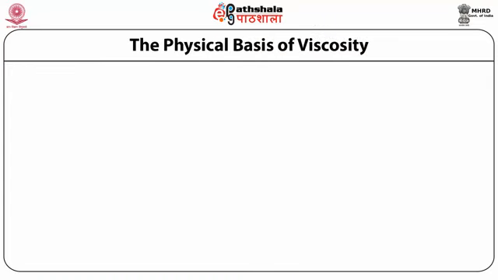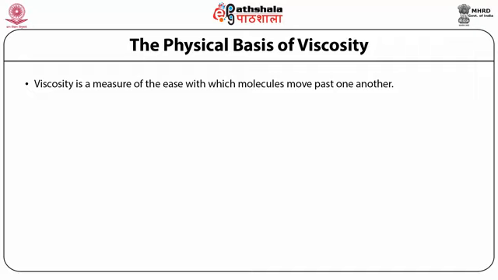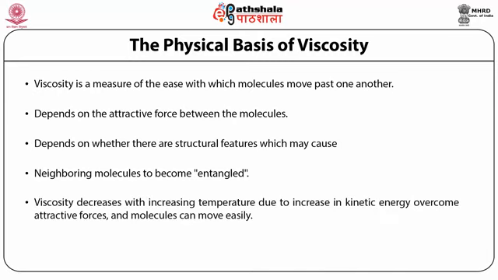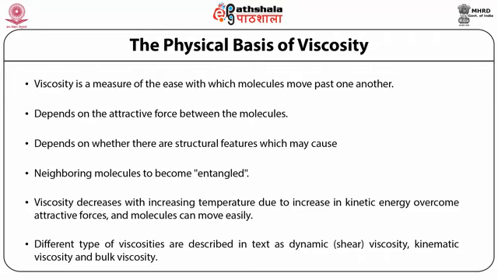The physical basis of viscosity. Viscosity is a measure of the ease with which molecules move past one another. We have already talked about this. It depends on the attractive force between the molecules, and on whether there are structural features which may cause neighboring molecules to become entangled. Viscosity decreases with increasing temperature, as the increasing kinetic energy overcomes the attractive forces and molecules can more easily move past each other. The different types of viscosity are dynamic, which is also known as shear viscosity, kinematic viscosity, and bulk viscosity.